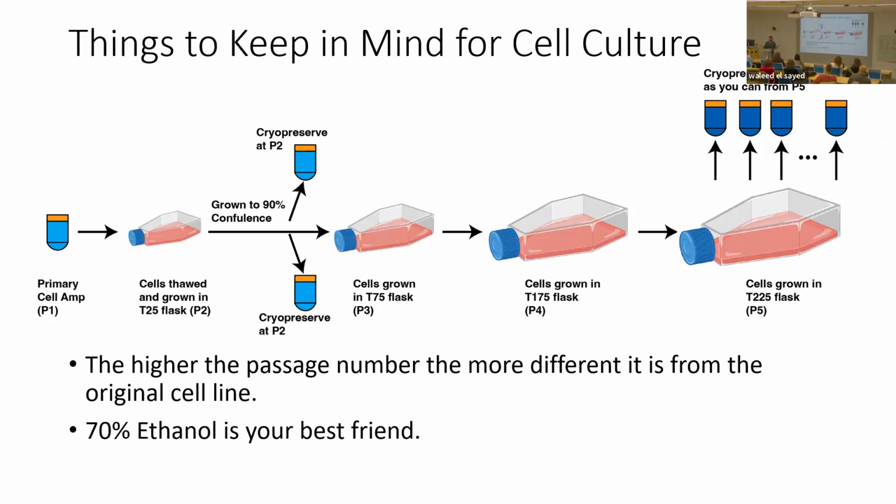The other thing, this is a cell talk, so I need to tell you that 70% ethanol is your best friend. If you do this work, make sure to spray everything down with 70% ethanol. It just limits the amount of contamination that you're going to have.